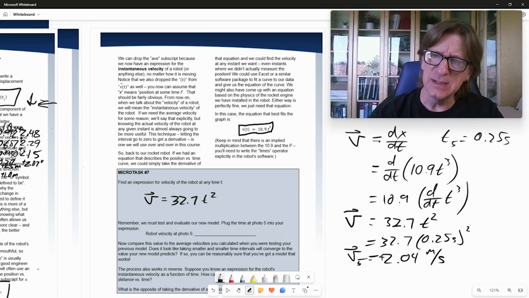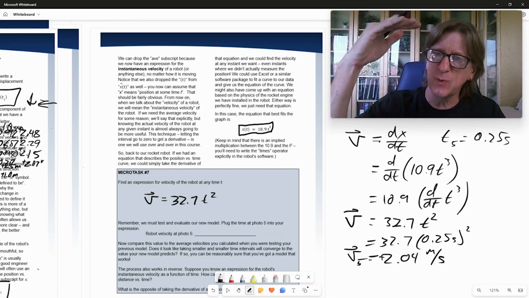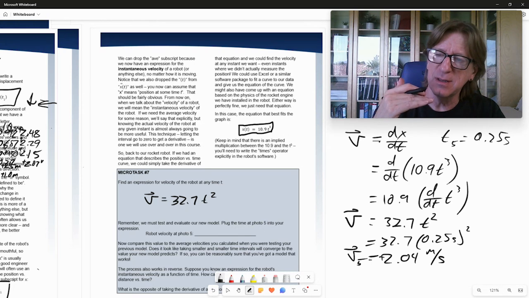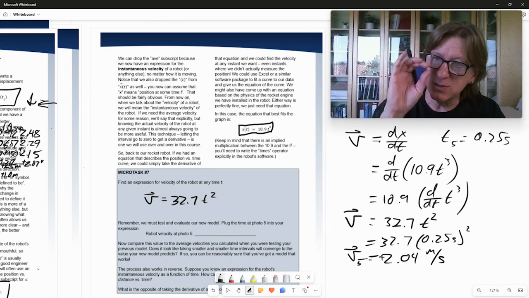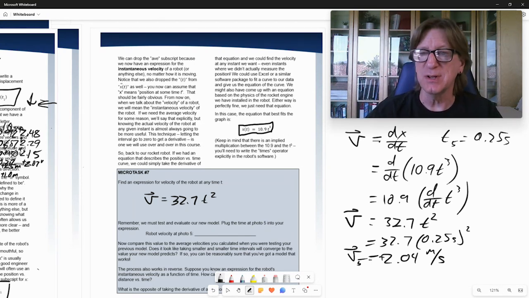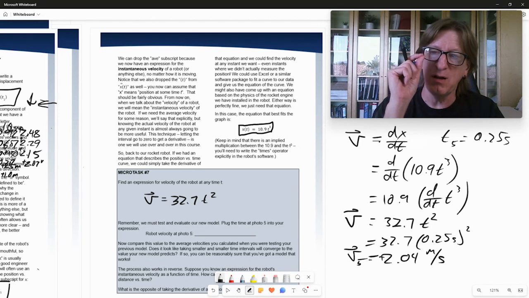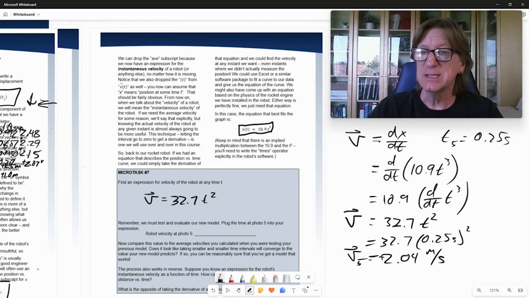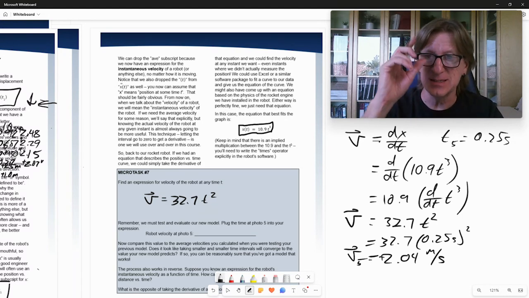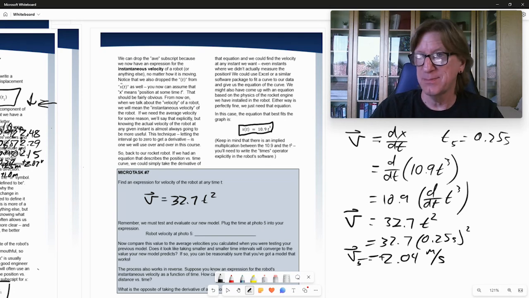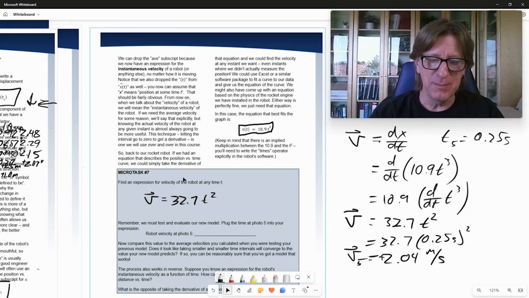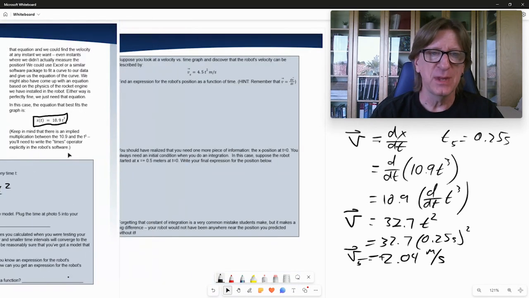Now, does this make sense? If you go back to your table where you saw that the times were decreasing, the smallest interval we had was something like 2.07. If I bring that delta T all the way to zero, I will get 2.04. And so that's the actual velocity that the robot was traveling at the instant that photo 5 was taken. And that gives me what we need. Right. So think about that and make sure that makes sense to you before you go on.